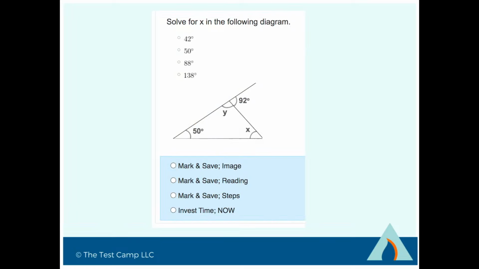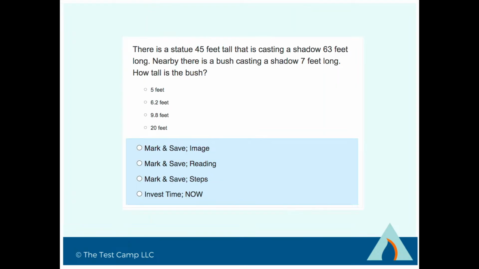Let's apply this test skill to some sample math questions. Do we recommend that you mark and save this question or invest time now? If you said mark and save because of the image, we agree. This might seem like a less challenging question. However, questions with images take time to analyze. Better to come back to this question the next pass through the test. Let's look at another sample question.